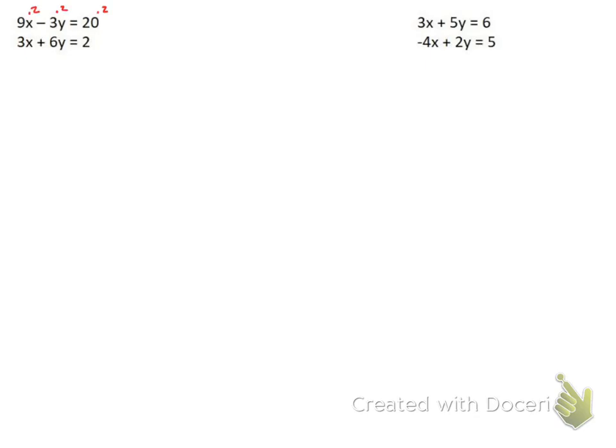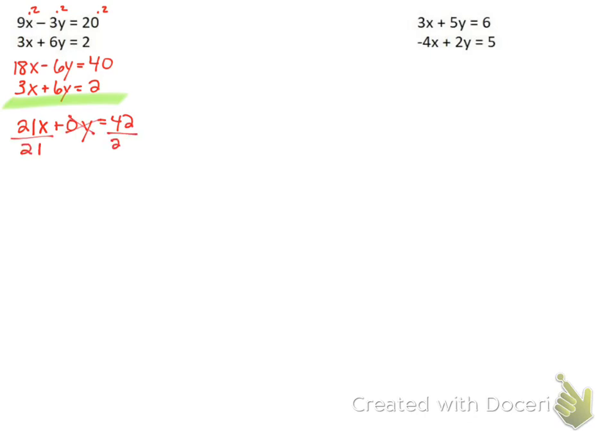So I'm going to multiply the entire top by 2, which would give me 18x minus 6y is equal to 40. On the bottom, I would get 3x plus 6y is equal to 2. Again, just a double check step: different signs, same number. Go ahead and add them together. So I get 21x plus 0y is equal to 42. And then I can divide both sides by 21. I get x is equal to 2.